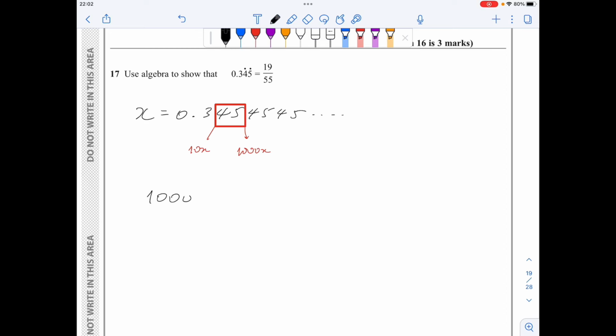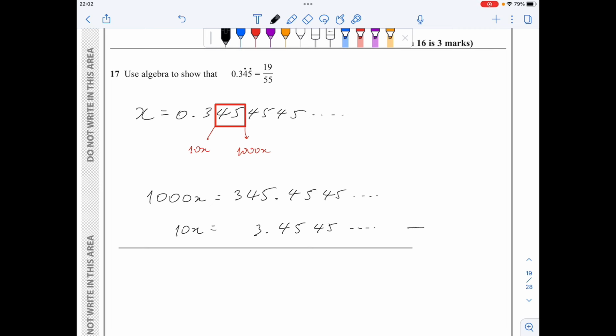Hence, 1,000x equals 345.4545 and so on. 10x equals 3.4545 and so on. Now I will subtract those two. So 990x equals 342. So x is equal to 342 over 990, which is equal to 19 over 55 as required.